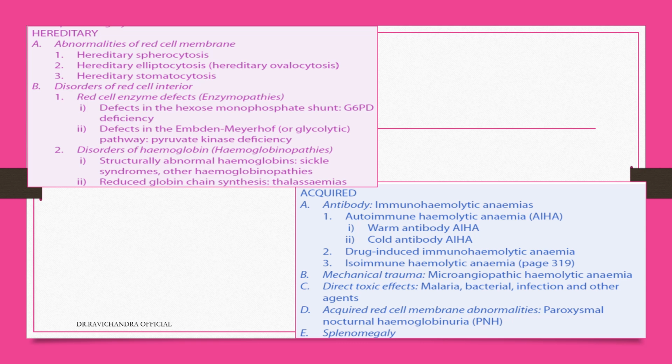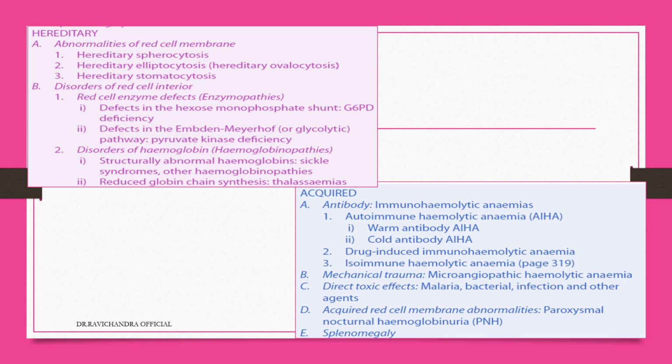Hereditary conditions: abnormalities of red cell membrane, they are hereditary spherocytosis, hereditary elliptocytosis or hereditary ovalocytosis, and hereditary stomatocytosis. Disorders of red cell interior, red cell enzyme defects, also called enzymopathies. There are defects in the hexose monophosphate shunt pathway, that is G6PD, glucose 6 phosphate dehydrogenase deficiency, and defects in the Embden-Meyerhof or glycolytic pathway, that is pyruvate kinase deficiency.